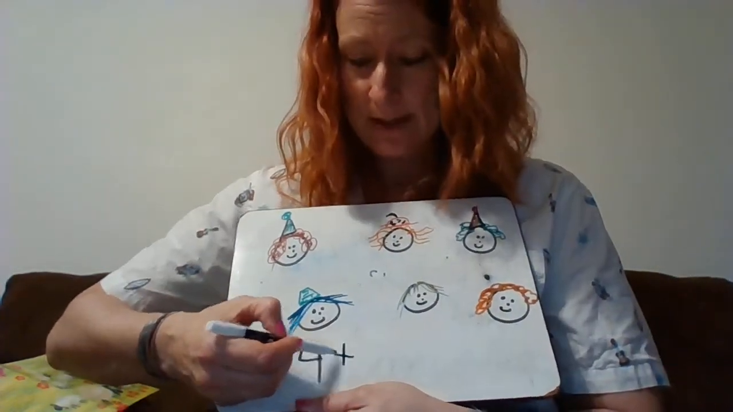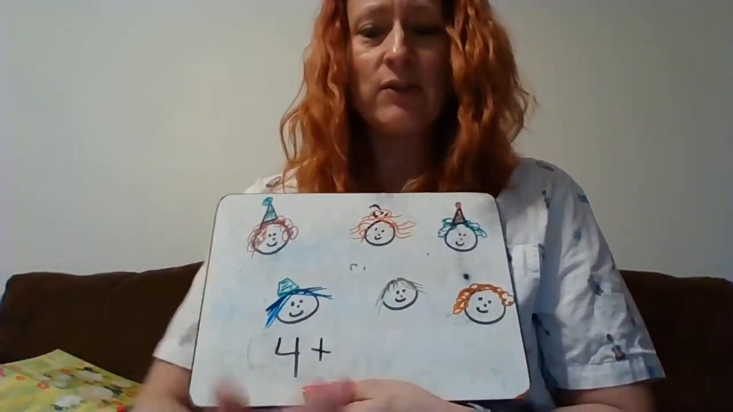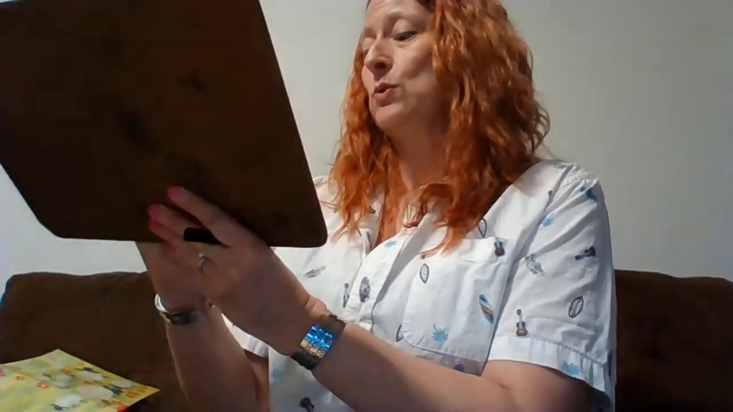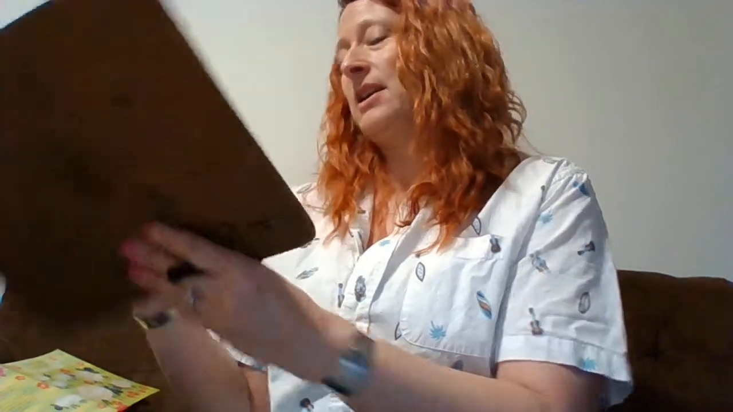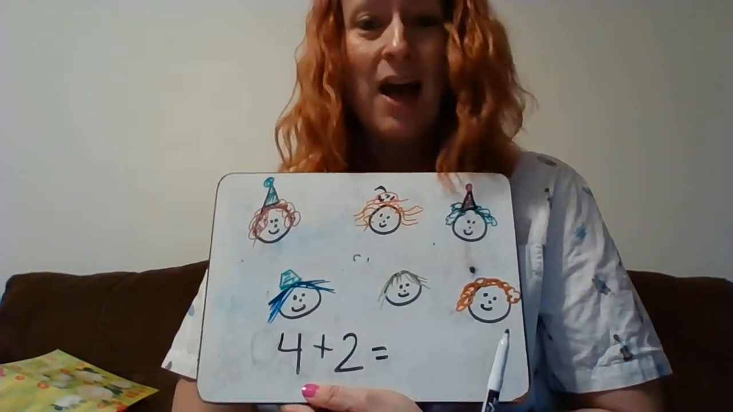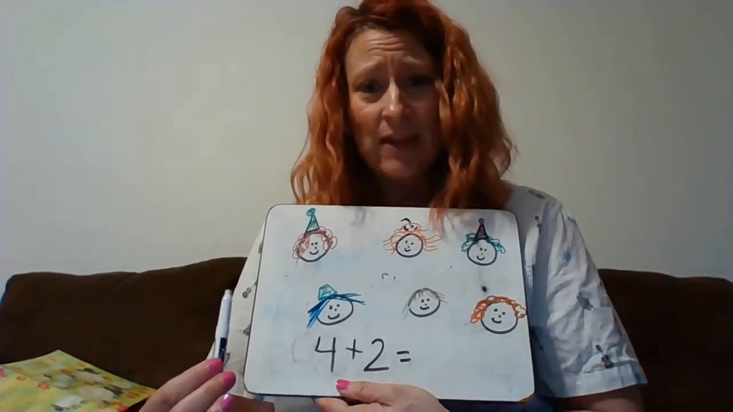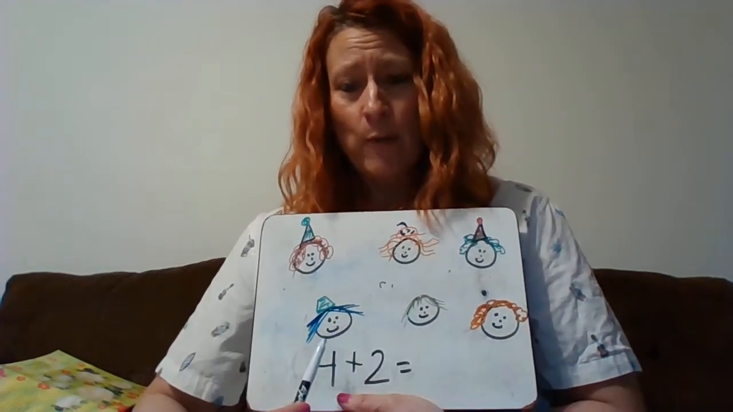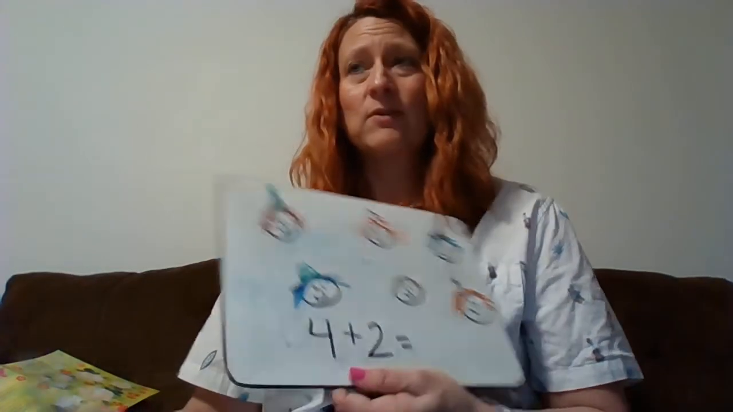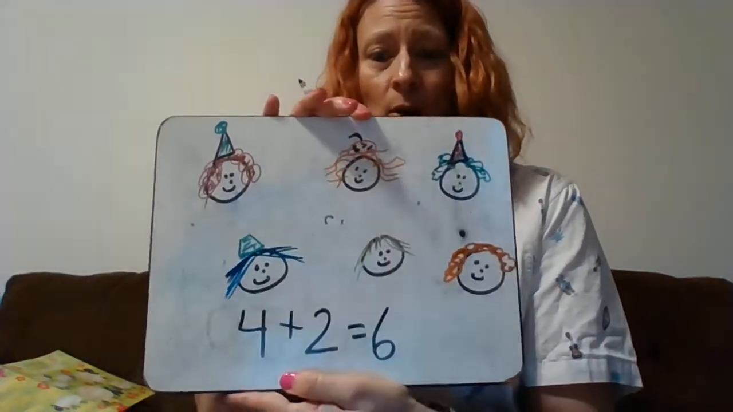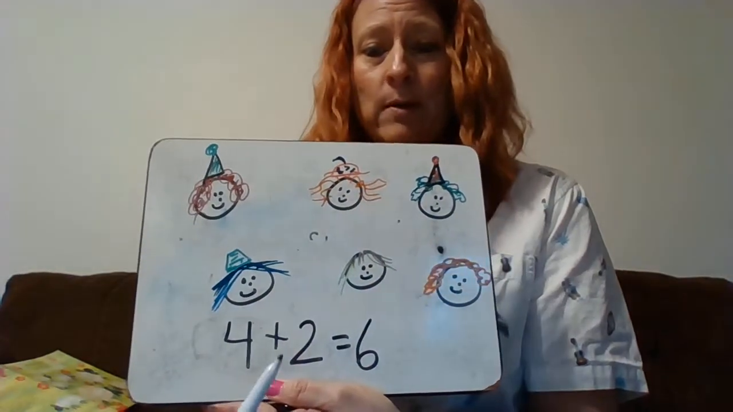I'm going to put my plus sign. And how many clowns do not have hats? 1, 2. I'm going to put my 2 and my equal sign. So I have 4 with hats and 2 without. How many clowns do I have all together? Let's count and find out. 1, 2, 3, 4, 5, 6. So I have 6 clowns all together. 4 plus 2 equals 6.